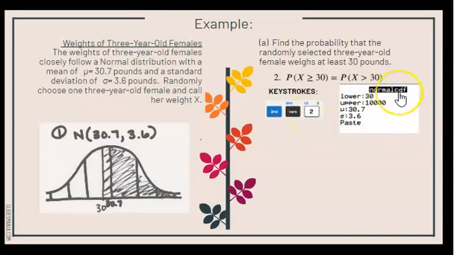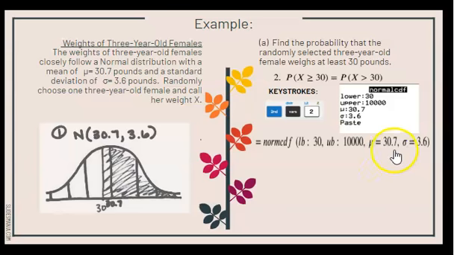It says normal CDF. It's cumulative distribution function. And notice that it has some prompts here that you have to fill out. So you have to tell it what's the lower boundary of your shaded region. So in this problem, our lower boundary is 30. Our upper boundary, just use a really large value, like 10,000. Doesn't really matter, just pick a big value. The mean, use the mean in the context of the question, 30.7, and the standard deviation is 3.6.